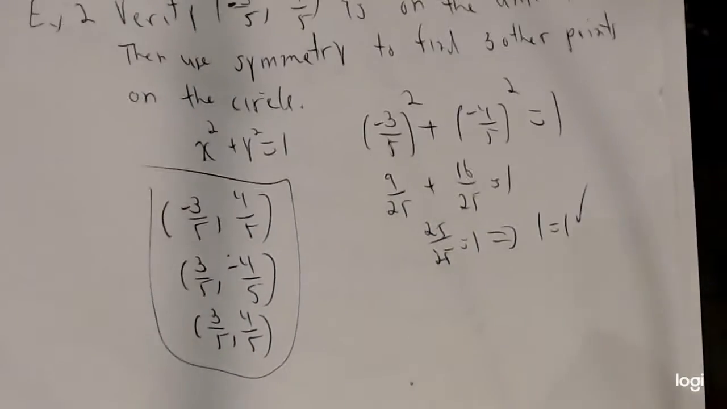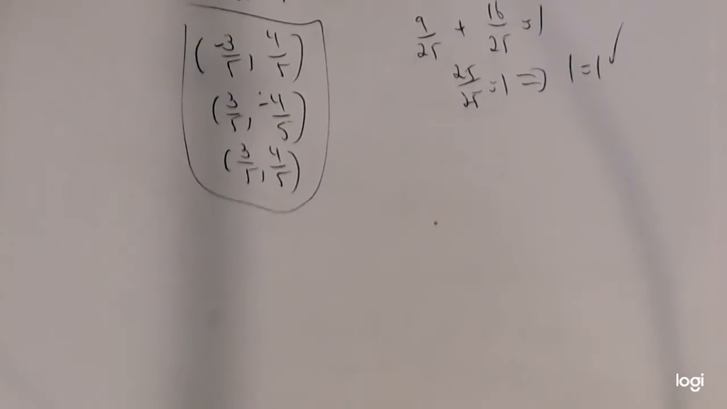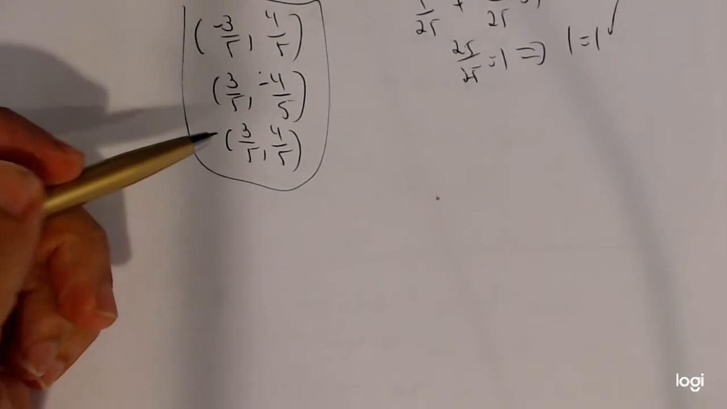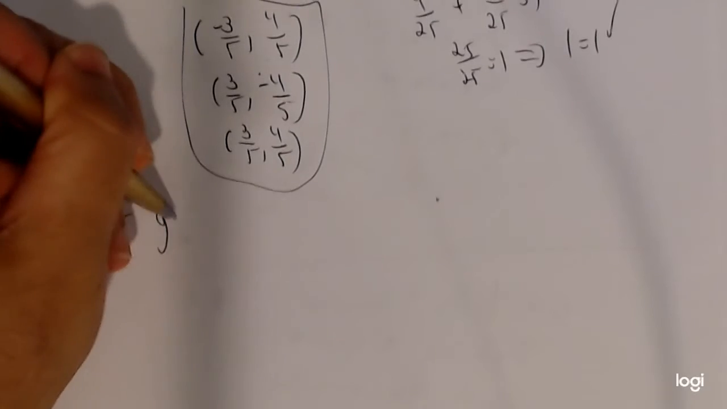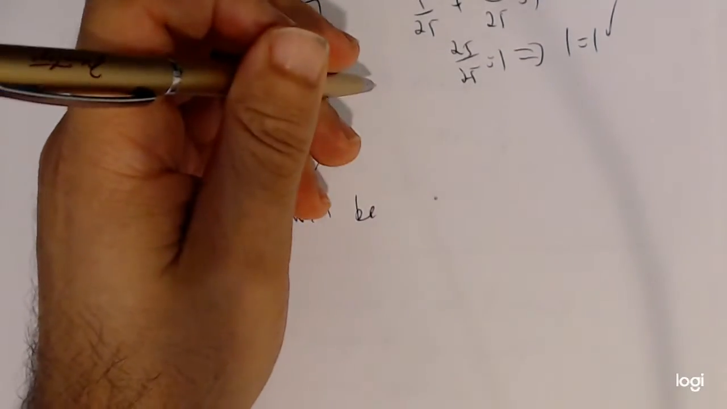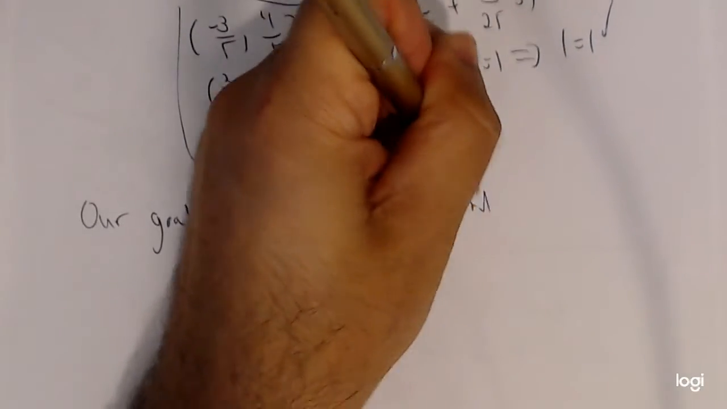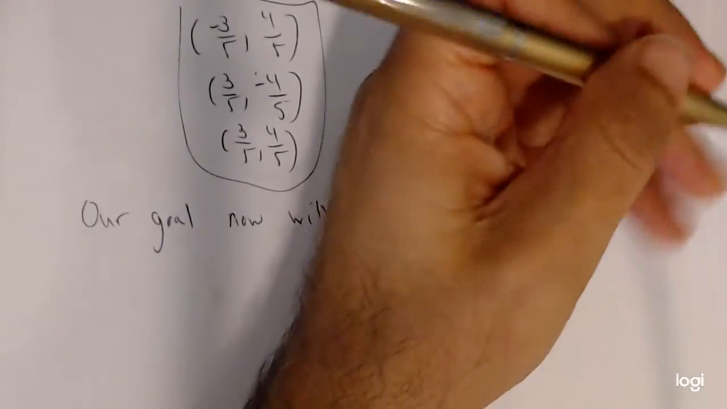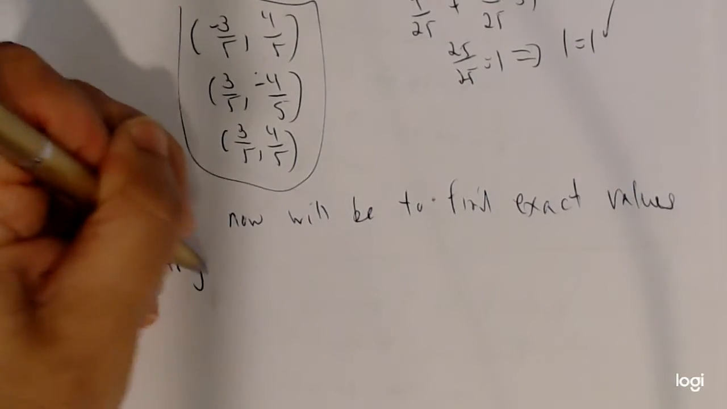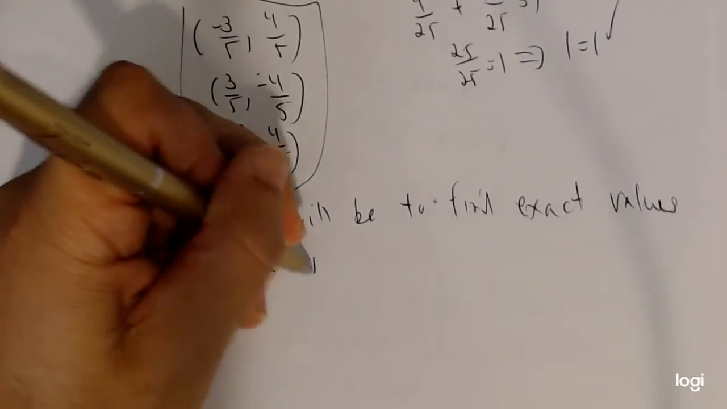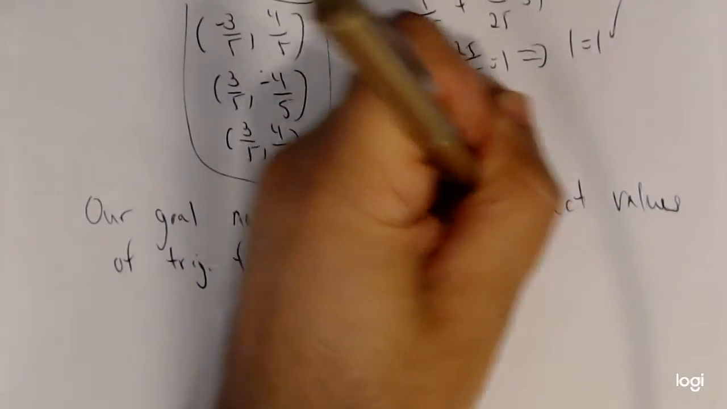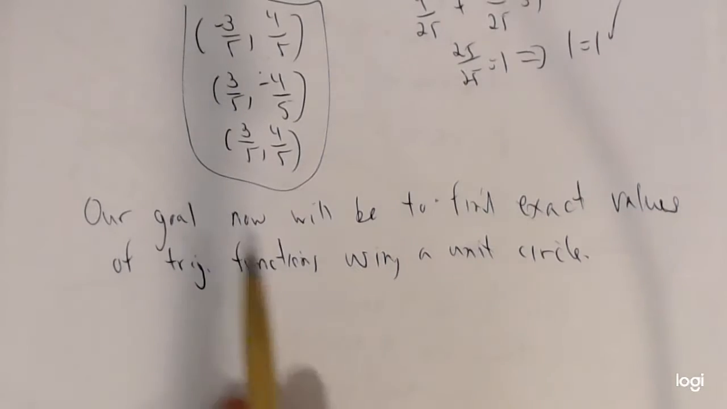Okay, so the next part of the notes hopefully is going to be review. So this is good news, right? Because we're starting to see things in trig that are very repetitive. So our goal now will be to find exact values of trig functions using a unit circle. So if you remember, we found exact values of trig functions.